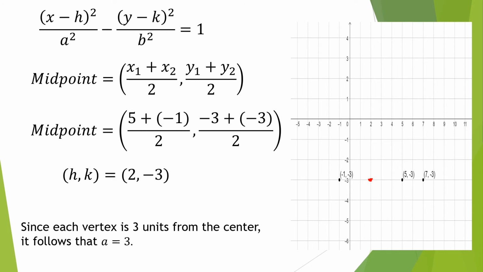Okay, so since each vertex is 3 units from the center, it follows that a is equal to 3. So, again, ang a gani nga units, that is the distance from the center pakadto sa each vertex. So, let's count kung pila ang distance halin sa center pakadto sa aton vertex. So, we have 1, then 2, 3. So, ang distance niya is 3 units. So, it follows that a is equal to 3.